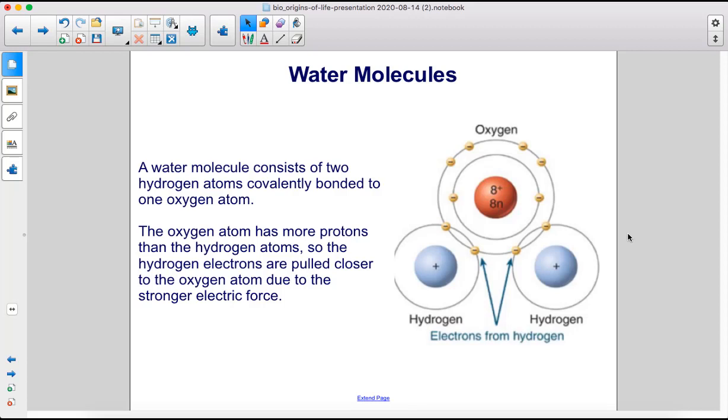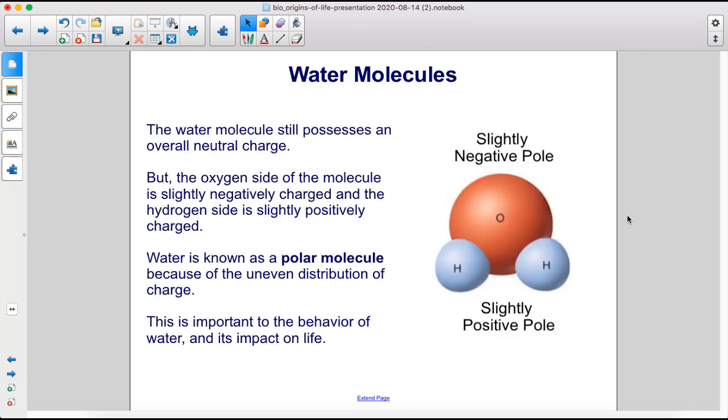A water molecule consists of two hydrogen atoms covalently bonded to one oxygen atom. The oxygen atom has more protons than the hydrogen atoms, so the hydrogen electrons are pulled closer to the oxygen atom due to the stronger electric force. The water molecule still possesses an overall neutral charge, but the oxygen side of the molecule is slightly negatively charged, and the hydrogen side is slightly positively charged. Water is known as a polar molecule because of the uneven distribution of charge. This is important to the behavior of water and its impact on life.